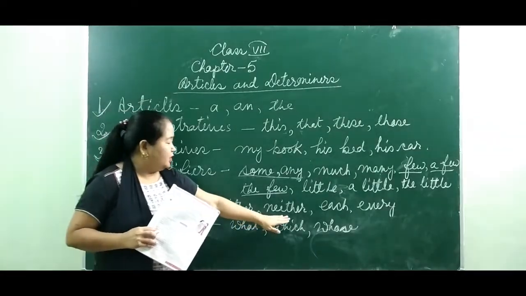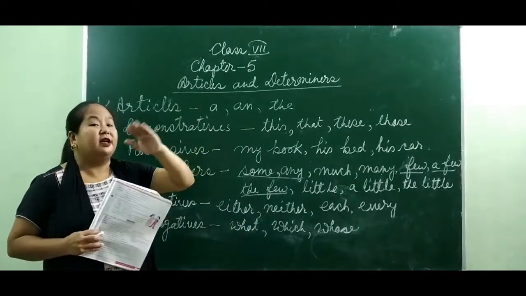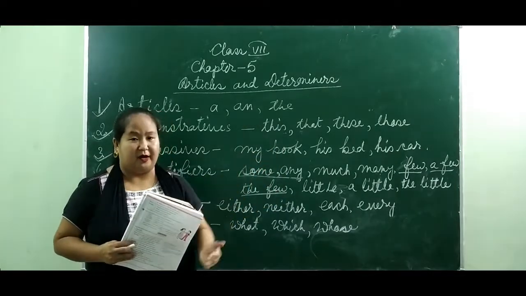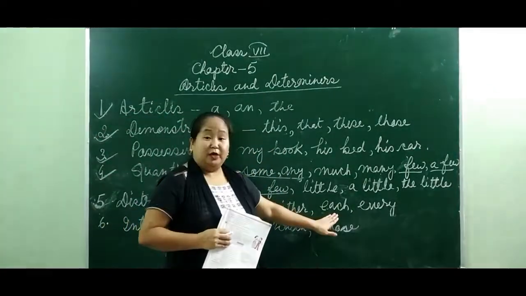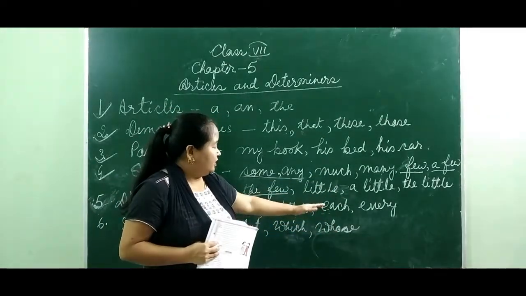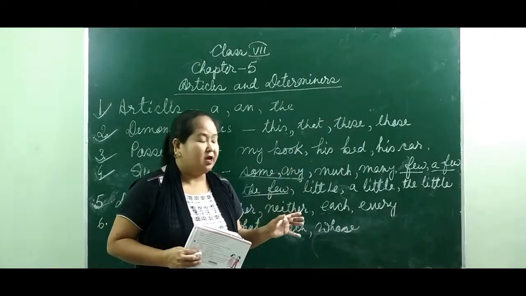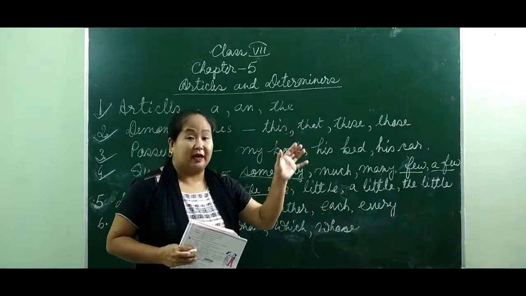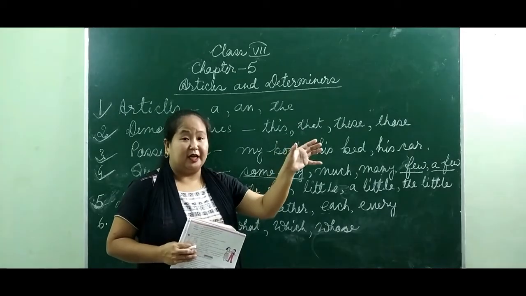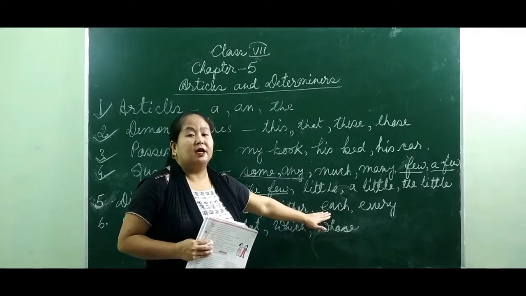Neither is used to mean just the opposite of either, not the one nor the other. Neither of you can go, meaning you cannot go, nor the other one. Now each. We use each to indicate things separately, one by one. We use each when we refer to a small number or when the group is limited and definite. For example, each student of the class was given a prize. Each member of the team was given a prize. The word each takes a singular verb.